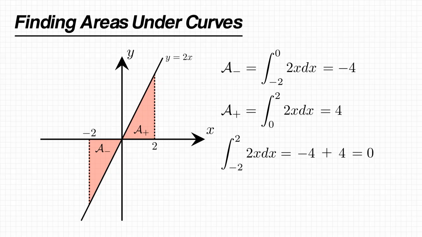To counteract this from happening, we can split up all the area that is below the x-axis and then add them, but as a positive value to get the total area.